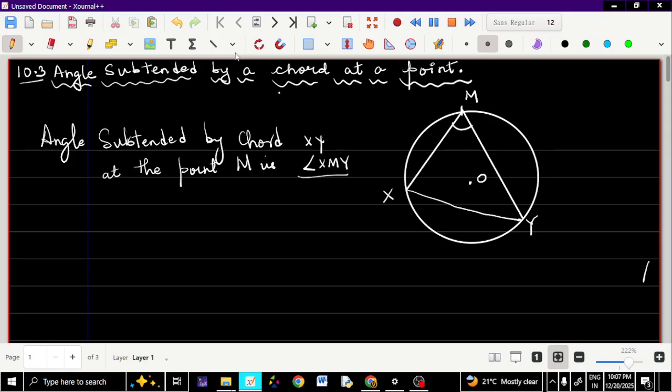Now instead of joining the endpoints of the chord XY to M, if I join them at the point O, that is the center of the circle, then this angle will be called the angle subtended by XY at the origin. Okay, so this is the meaning of angle subtended by a chord at a point. So that point may be on the circle or it may be inside the circle like the center.